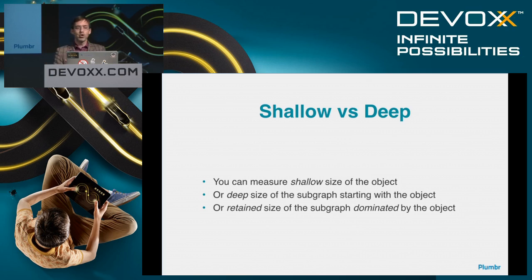That's a good question, because when we talk about objects and size and object graphs and memory and heaps, we have at least three different sizes of objects that we can talk about. First of all, we have the shallow size of the object. Then we have the deep size of the subgraph which starts from that object, and I will make an example in the next slide. And then we have the retained size of the object, or the size of the subgraph which is dominated by that object. And in this slide, domination is a good word, not a bad word.